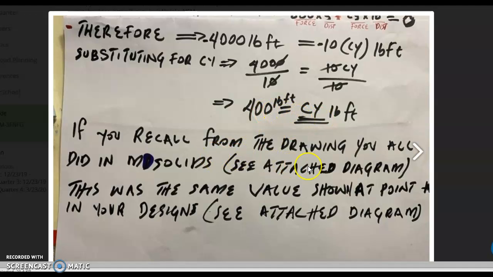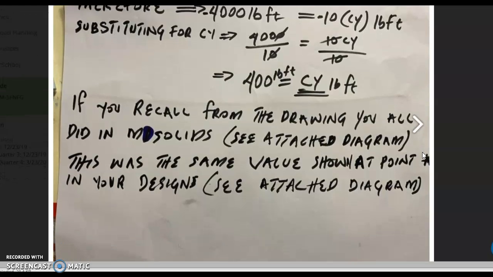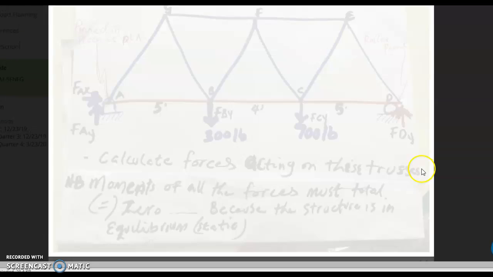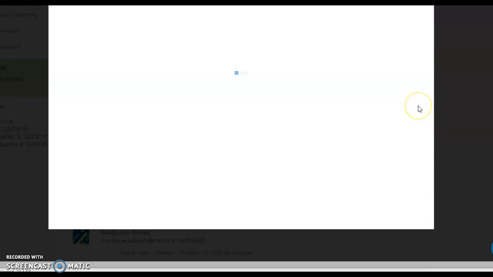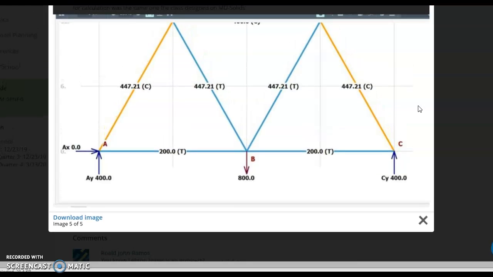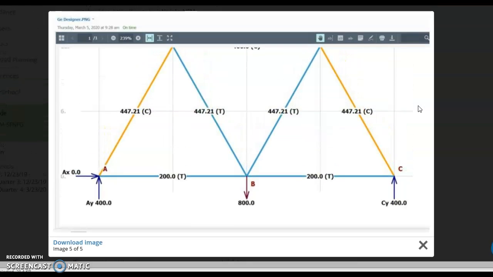Okay. If you recall, now to tie this up to what you did on MD Solids, you look at this drawing here, which is a drawing from one of you, I can't remember whose it is. When you look at the drawing, you have 400 at that point as well. So that gives you 400, which was what you're looking for, cy, right? And that was 800 like we had in the calculation. Okay, so that explains that, right?